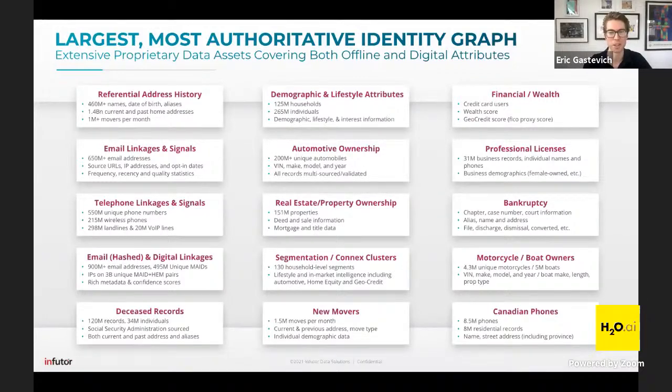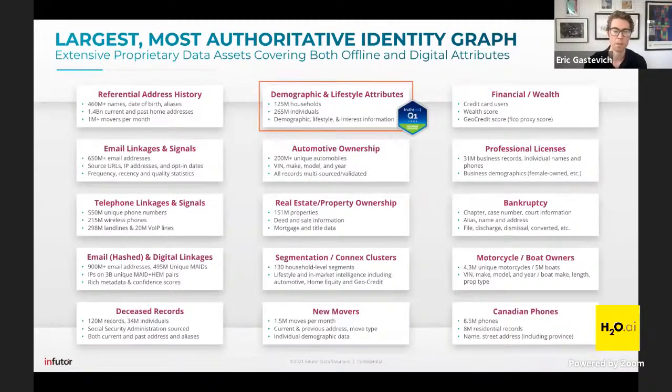And so this slide serves two purposes. One, a quick eye check for you, see how your prescription looks. And the second is to exhibit that we've got a lot of data that can be sliced in a lot of different ways to meet your use case. 265 million US adult consumers, and there are roughly 125 million households. We have them linked together with names, addresses, referential addresses, so where have they lived in the past, emails, phone numbers, digital signals.